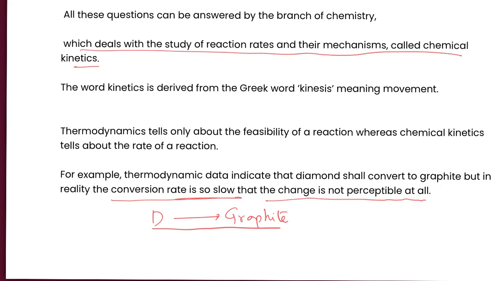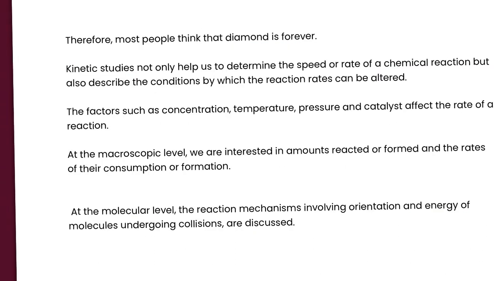If it converted quickly, no one could purchase a diamond, because if you purchase a diamond today and tomorrow it converts into graphite, that is totally a loss. Therefore, we should know at what rate diamond converts into graphite. That's why the study of chemical kinetics is very important. Diamond converting to graphite is possible according to thermodynamics, but its rate is very slow. Therefore, most people think that diamond is forever. Diamond is not forever. It may also convert into graphite according to thermodynamic data.